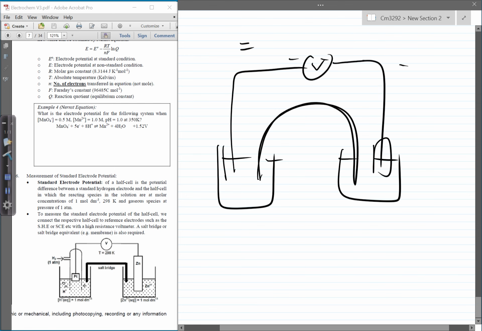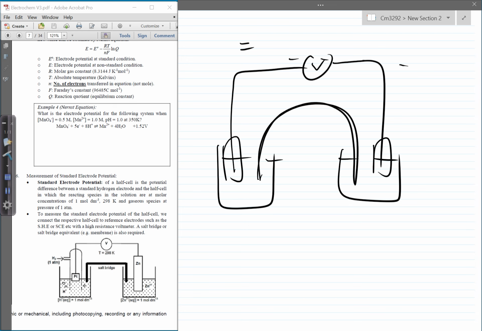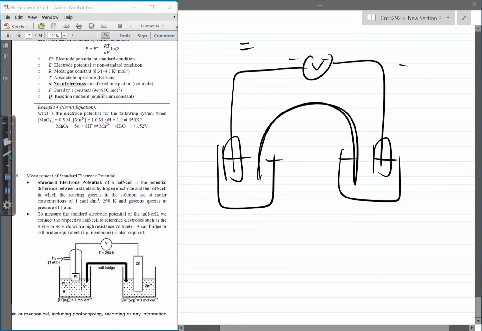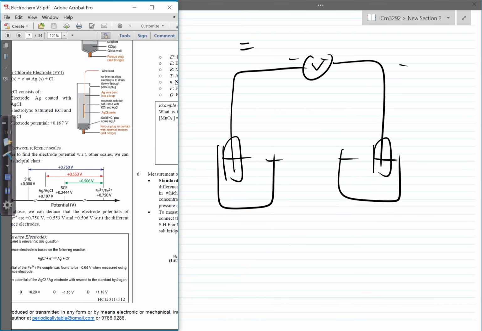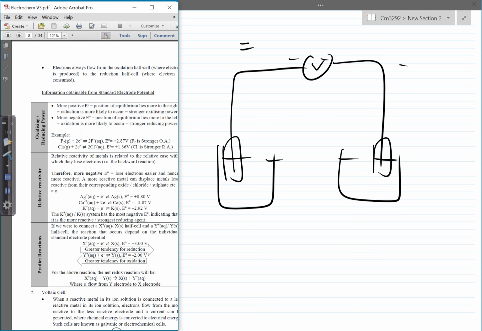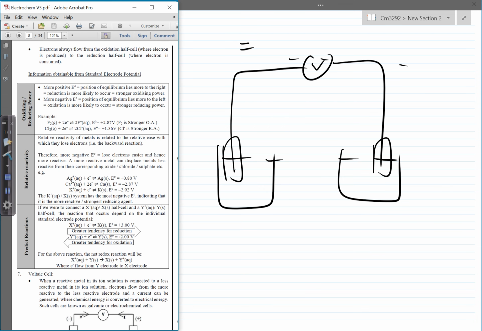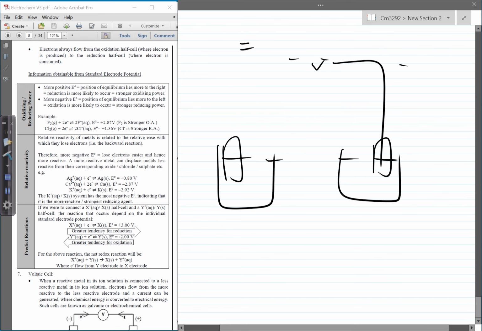The answer is it will not work. Take note that the salt bridge is used to establish neutrality by transferring ions. There's no such thing as transferring electrons to make it neutral. Your solution can contain ions, but your solution cannot contain aqueous electrons. So if you use a wire, you will fail. So you have to use a salt bridge or a membrane. Next, electrons always flow from the oxidation half cell to the reduction half cell. This is quite straightforward.